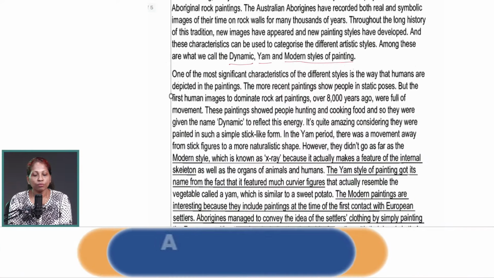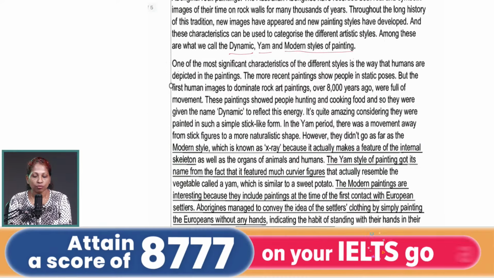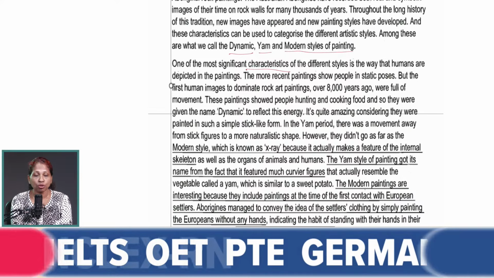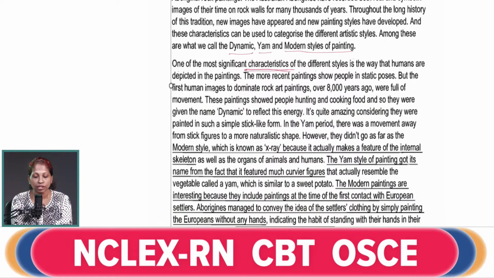Now, one of the most significant characteristics of the different styles is the way that humans are depicted in the paintings.